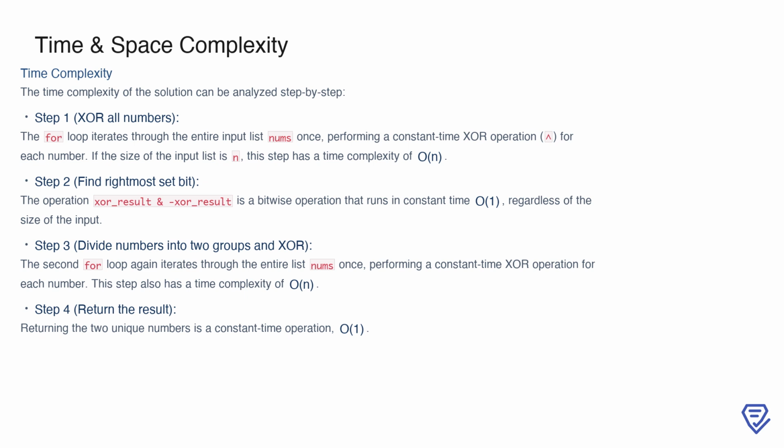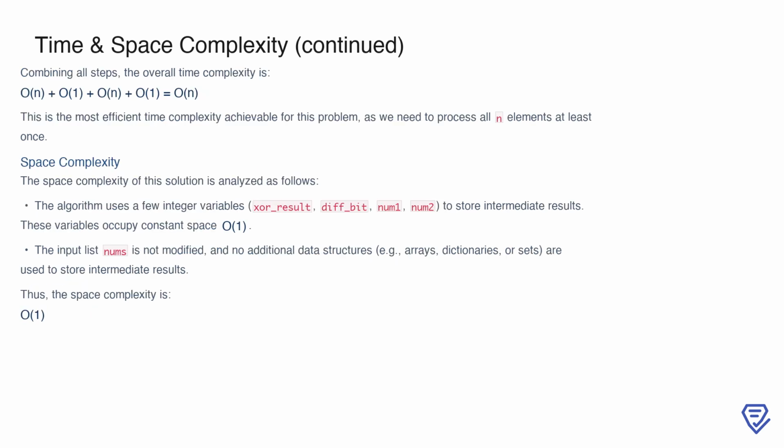Step 3 involves dividing the numbers into two groups based on the isolated set bit and performing another XOR operation for each number. Similar to step 1, this requires a single pass through the list, resulting in an additional O(n) time complexity. Finally, step 4 simply returns the two unique numbers, which is a constant time operation, O(1). Together, these steps demonstrate how the solution processes the input efficiently at each stage. Now, when we combine the time complexities of all the steps, we get O(n) for step 1, O(1) for step 2, O(n) for step 3, and O(1) for step 4.